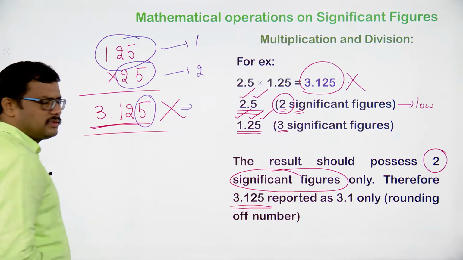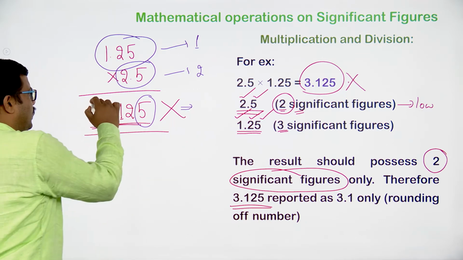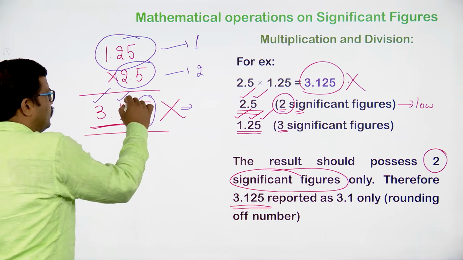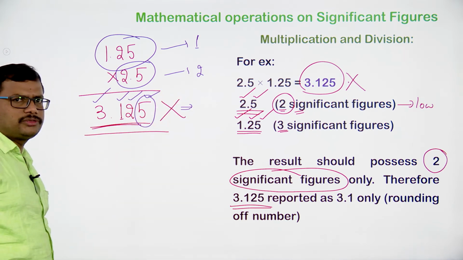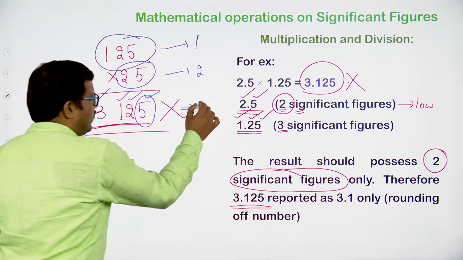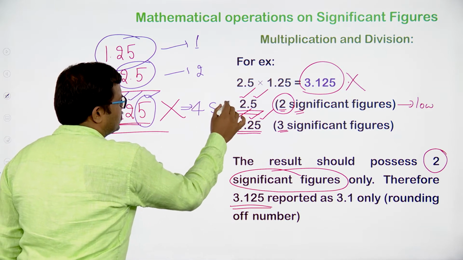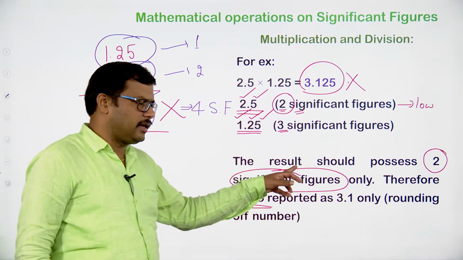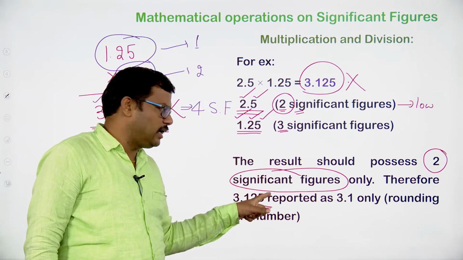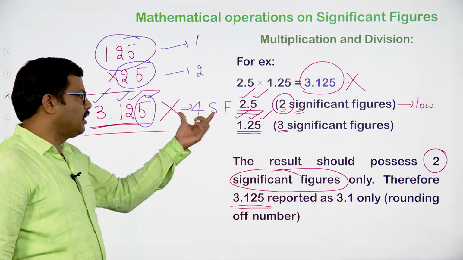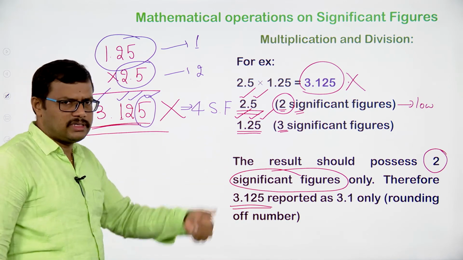The result has 3 as a significant figure, 1 is also a significant figure, 2 is also a significant figure, 5 is also a significant figure. So in total it has 4 significant figures. But what should our result contain? Our result should contain only 2 significant figures. So I have to remove 2 digits which are present at the end.